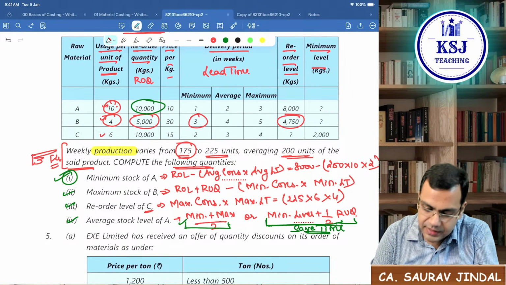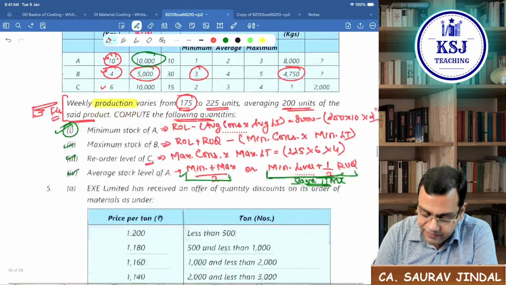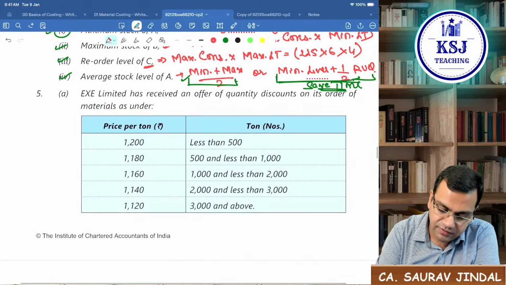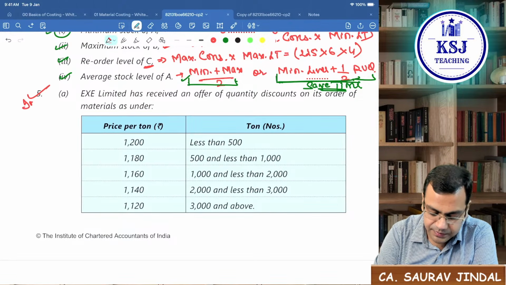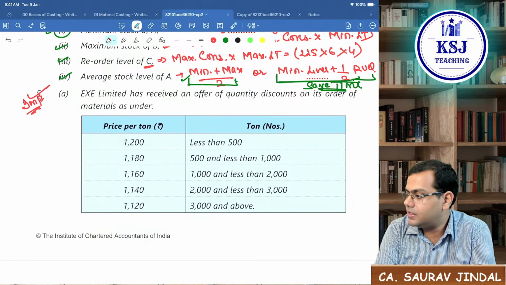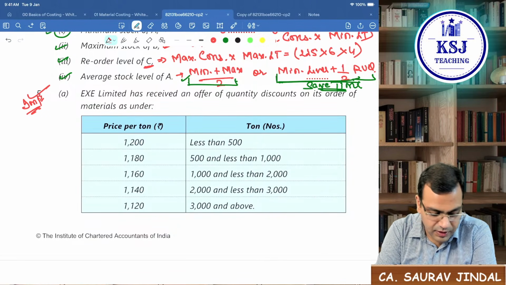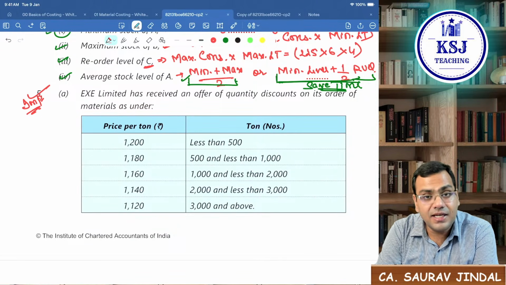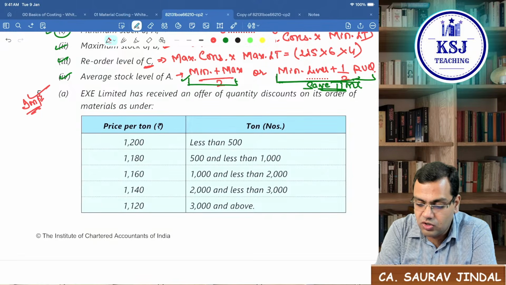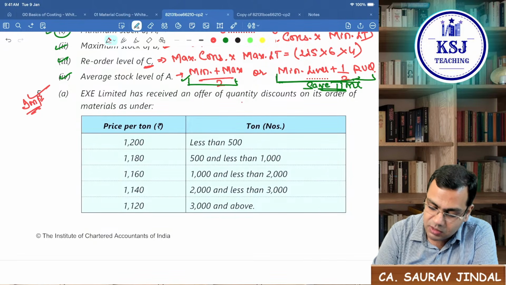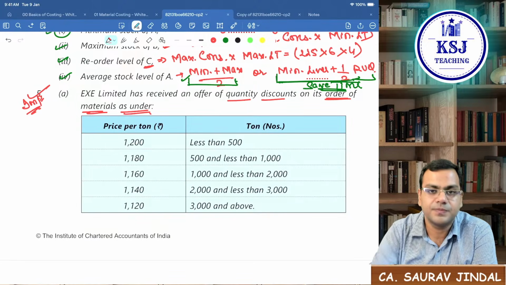Okay, let's come to question number 5. Now, this is another important question where we have the discounts. EXE Limited has received an offer of quantity discounts on its order of materials as under.